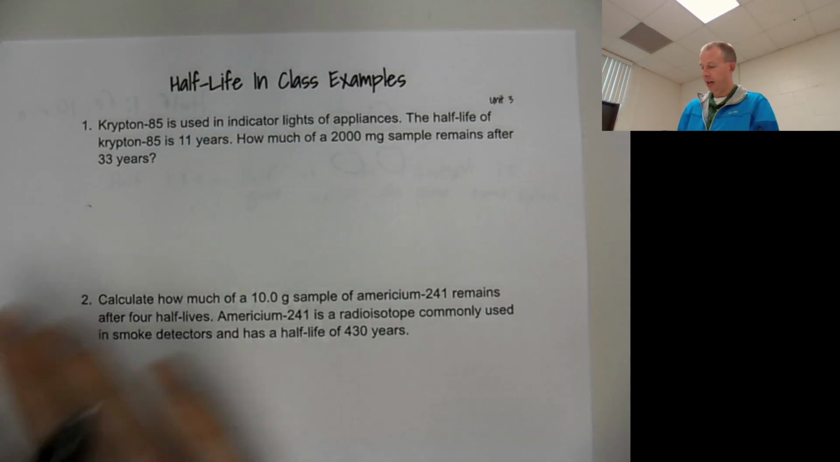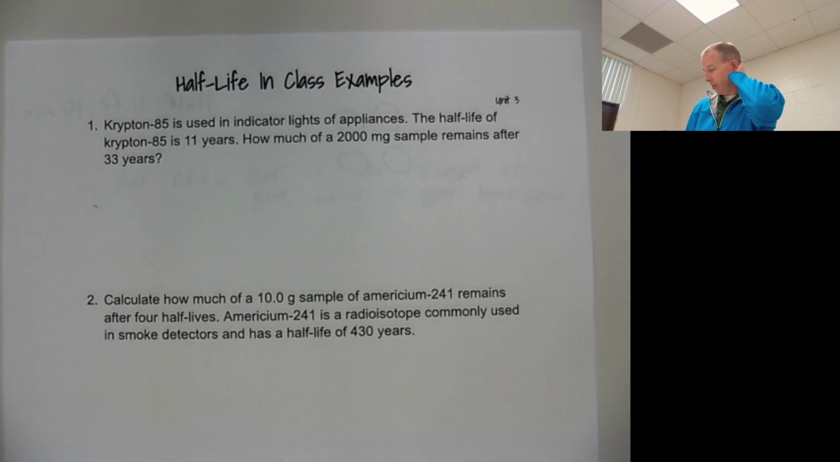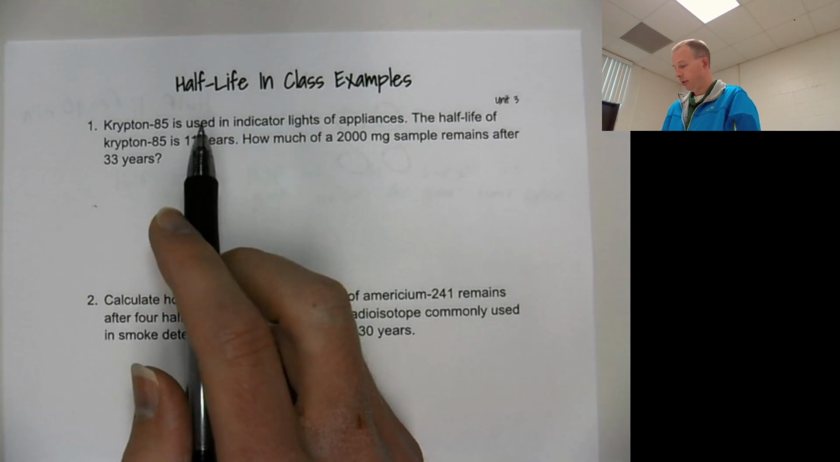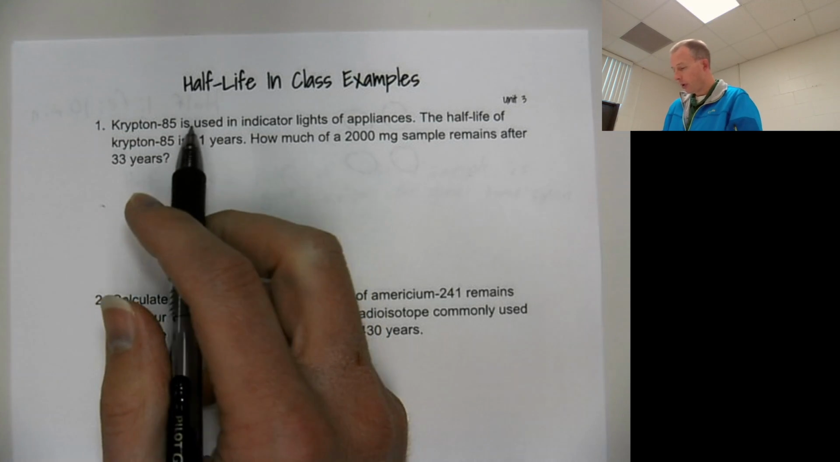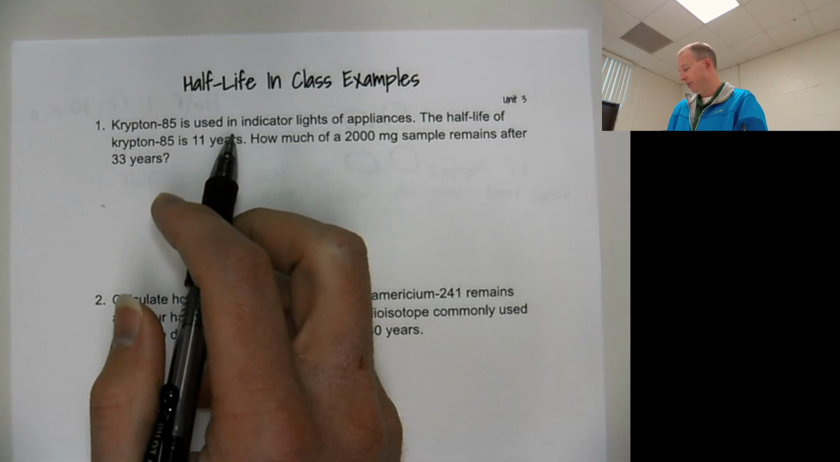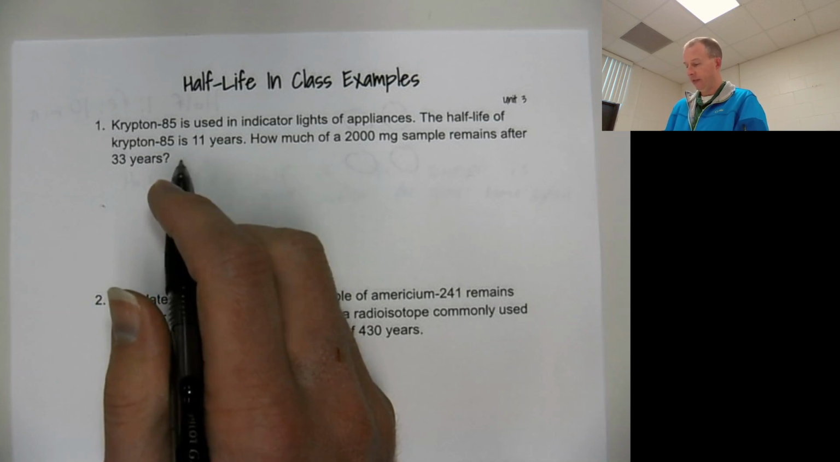So again, all right, we've got our idea here. This is the note sheet that you can get on the website. It's available. Check it out. And obviously follow along. So this says Krypton 85 is used in indicator lights in appliances. The half-life of Krypton 85 is 11 years. This is a gas.